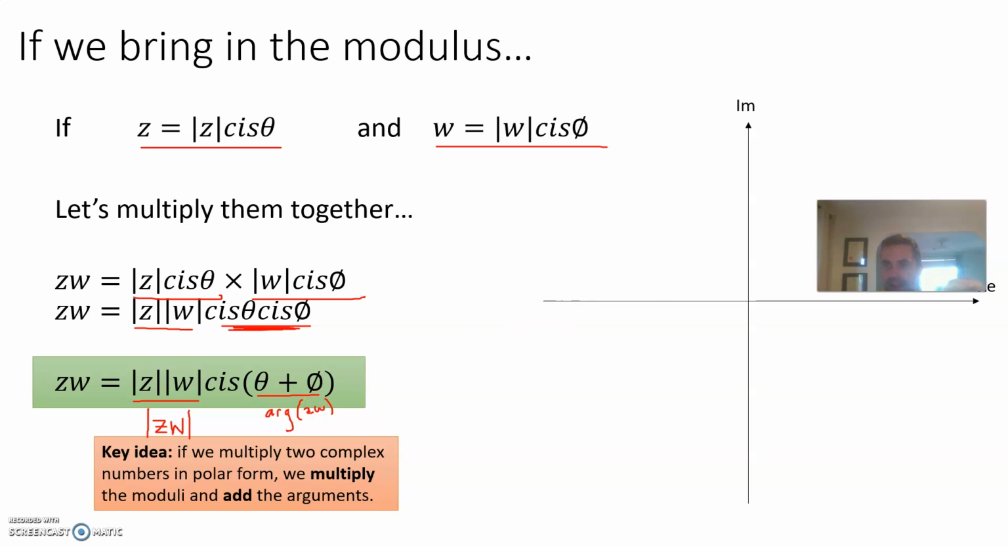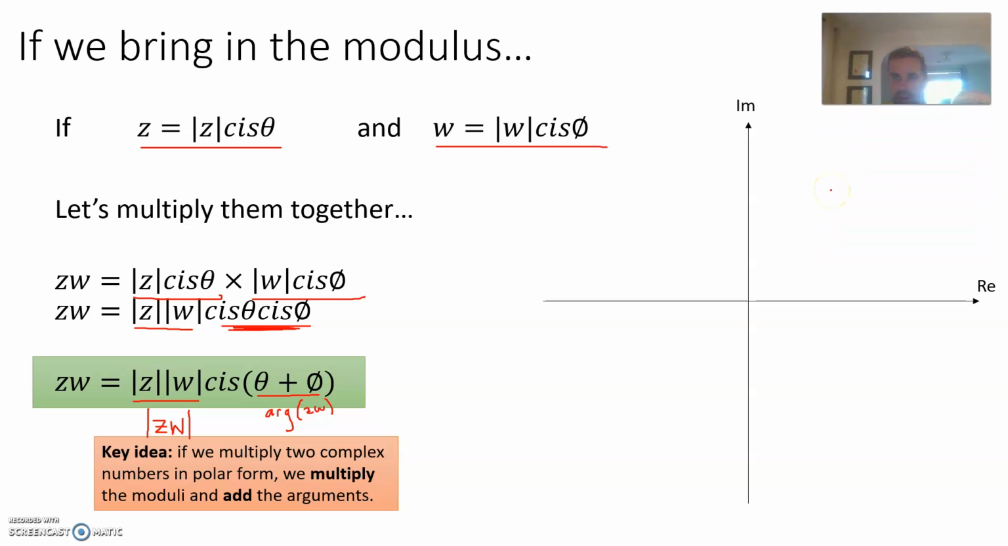Let's just have a think about what that means on the Argand plane itself. Okay, so when we actually look at what that does, let's say here was z, and here is w. They kind of look like they're at right angles. That's not necessarily always going to be the case. So here's theta. Theta's that angle there, and then phi is going to be that angle there.